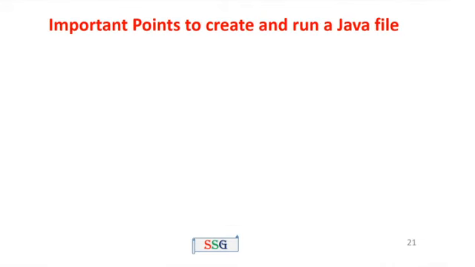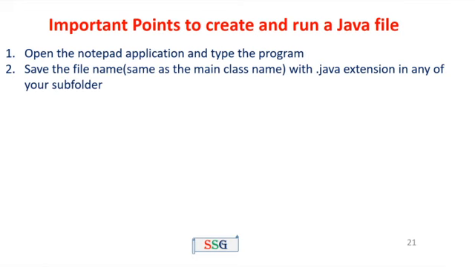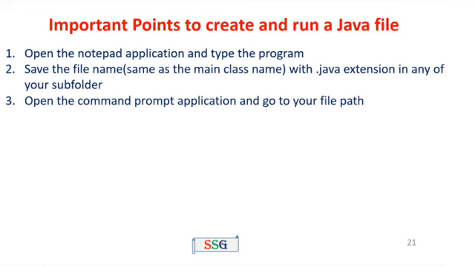Okay. The next important points to create and run a Java file. The first one, open the Notepad application and type the program. Second one, save the file name with the Java extension in any one of your subfolders. Next one, the file name as well as the main class name should both be the same. Open the command prompt application and go to your file path. File path means d:/jp. If you are setting another path, you have to set your corresponding paths.